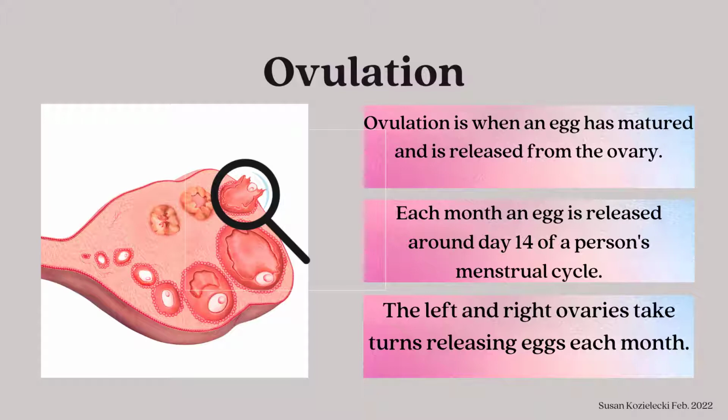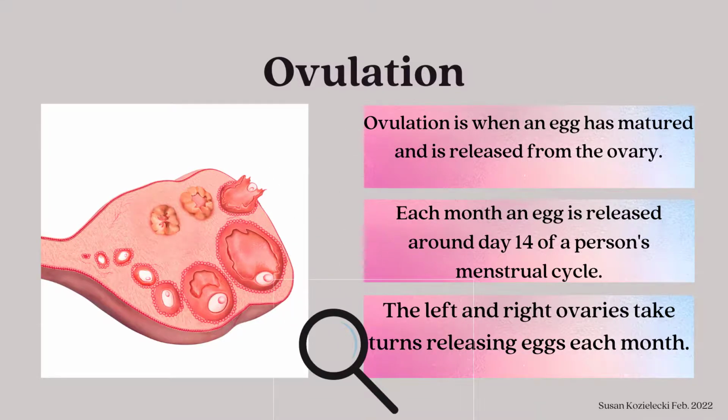Ovulation. Ovulation is when an egg has matured and is released from the ovary. Each month, an egg is released around day 14 of a person's menstrual cycle. So remember, the menstrual cycle, the first day of your period would be day 1. The left and right ovaries take turns releasing eggs each month.